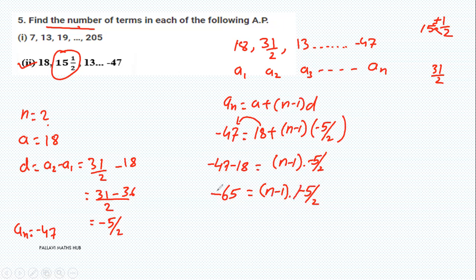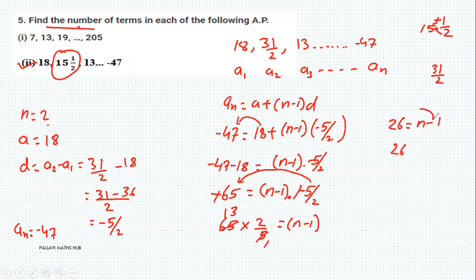Next step, the minus signs get cancelled. Taking the 5 by 2 across by cross multiplication, it becomes 65 into 2 by 5, which equals N minus 1. Cancel: 5 ones are 5, 5 threes are 15. So 13 twos are 26, which equals N minus 1.